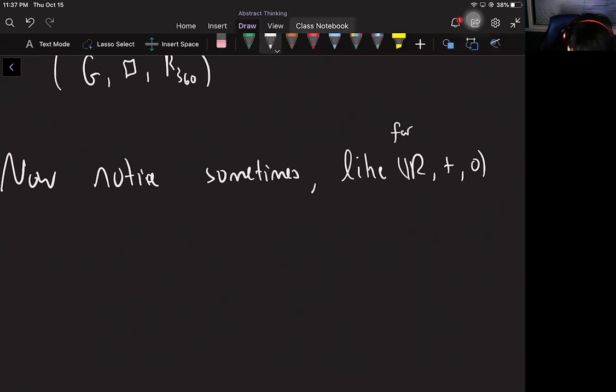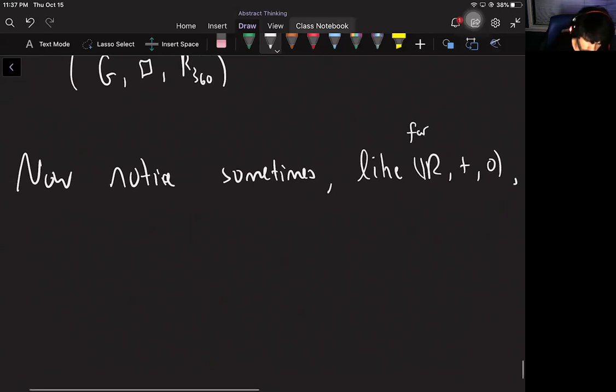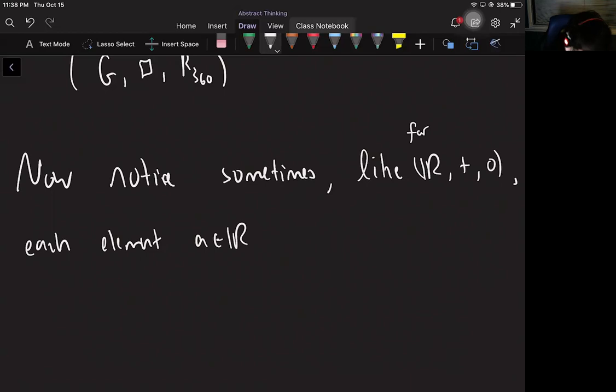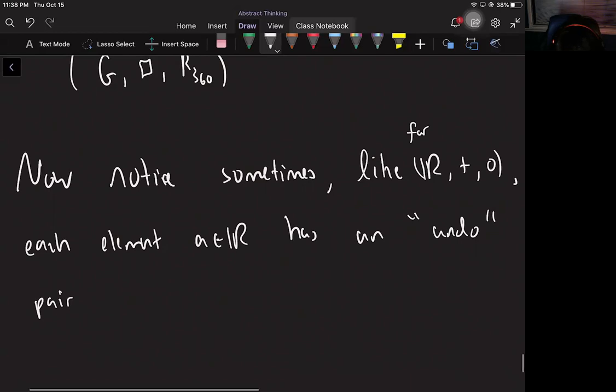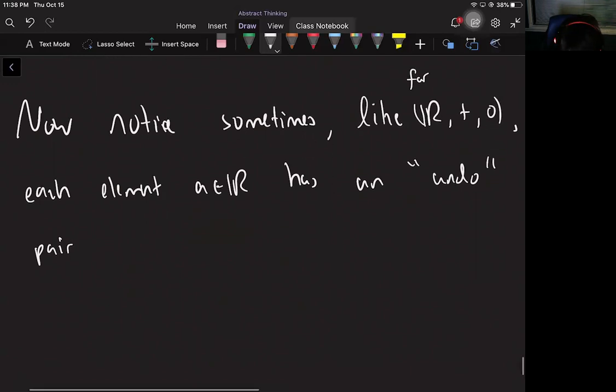So sometimes, like for this guy, each element has an undo pair, meaning a way to turn A, if you combine it with this undo, back into the identity. And for this guy, it's just negative A.